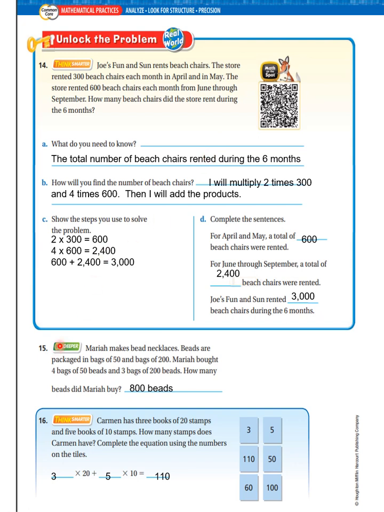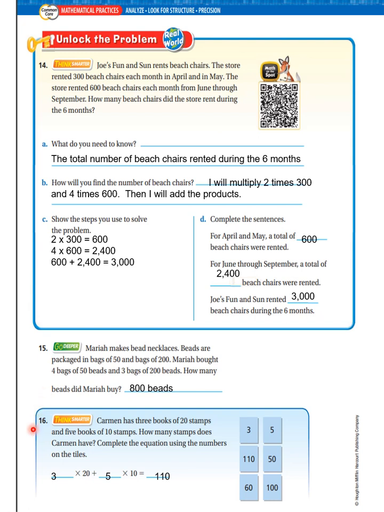It says, Mariah makes bead necklaces. Beads are packaged in bags of 50 and bags of 200. Mariah bought 4 bags of 50 and 3 bags of 200 beads. How many beads did Mariah buy? And she bought 800 beads.